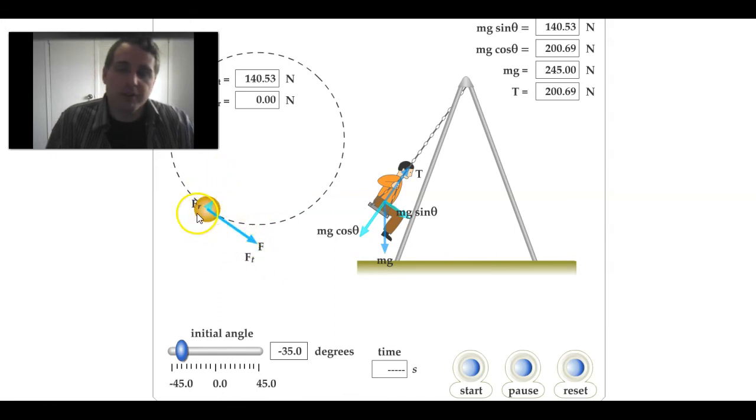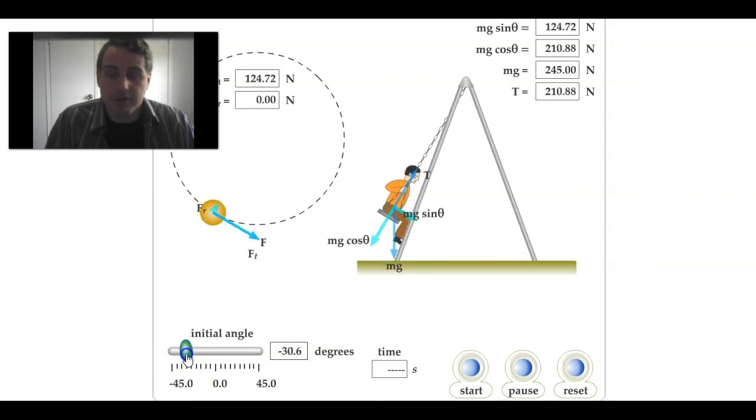The radial force is going to be 0, but notice the radial force, which we know to be like the centripetal force, is going to constantly change because the person's speed is going to change and the radial force will change. By the way, I said 30 degrees, but the initial angle is actually set to negative 35 degrees. Okay, so let's set the person to negative 30 degrees to start. Get as close as we can. Okay, pretty close to negative 30 degrees.